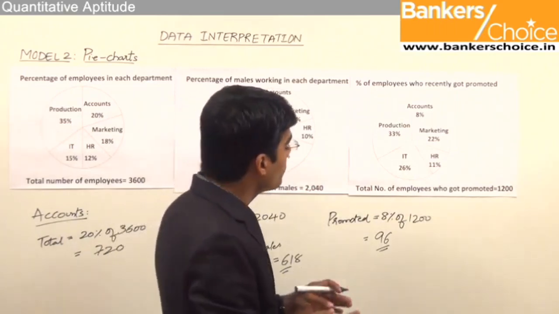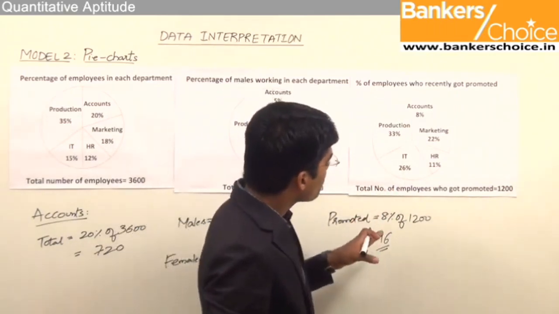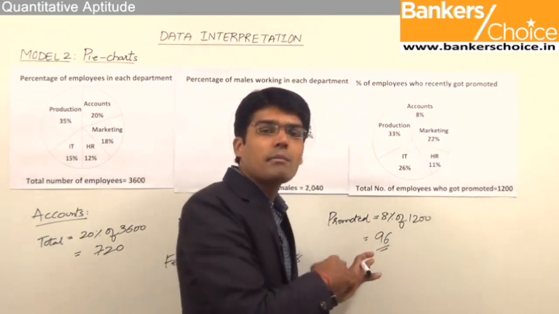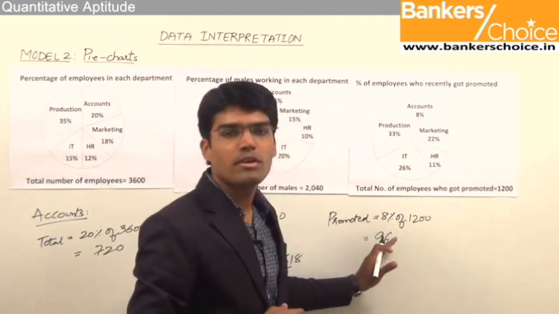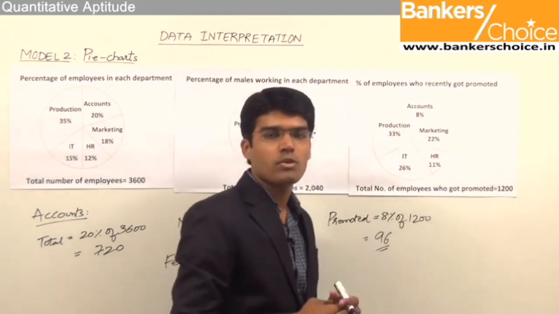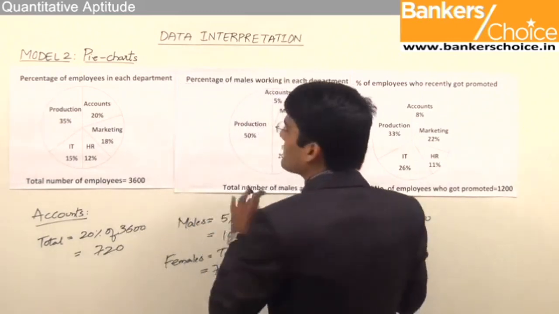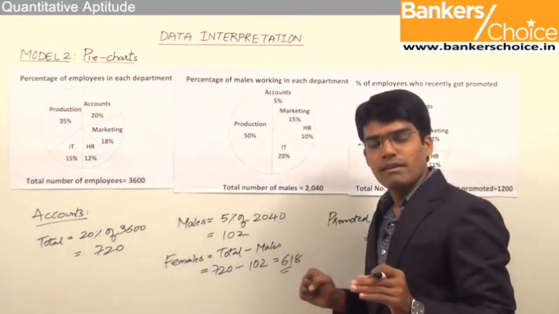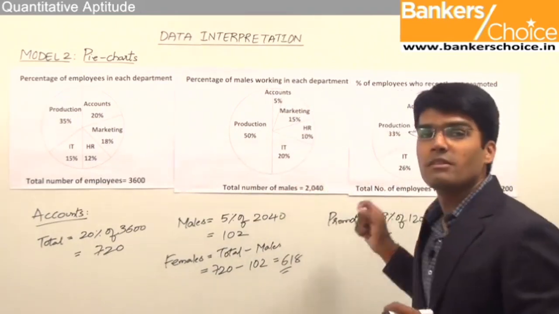Remember friends, we only know the number of employees who have got promoted, but we have no idea that out of these 96 employees, how many are males or females. So we can only say that 96 total employees got promoted in accounts, but actually how many males and how many females have got promoted is not known to us. So these are the different things that can be known from the given data. And remember, as I've mentioned in case of tables as well, never calculate all the values in the beginning itself.